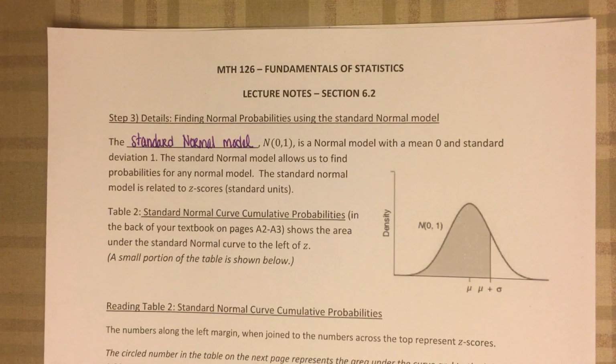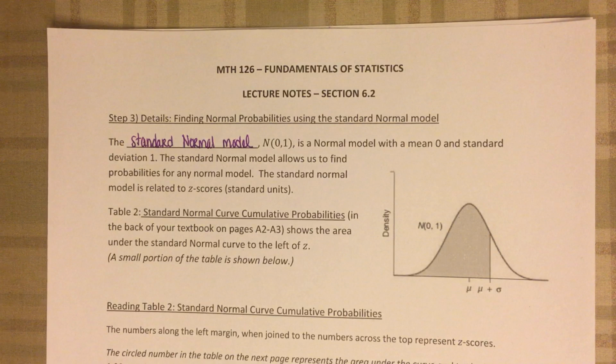In order to use our standard normal model, we need standard units. So this is going to tie into our z-scores and that formula that we saw back in chapter 3 as well. Again, we're slightly changing our notation because we're using mu and sigma instead of x bar and s. But standard units, standard normal model, z-scores, all of these words tie together. The table that we're going to use, our standard normal curve cumulative probabilities, is in the back appendix of your textbook, on pages A2 to A3.